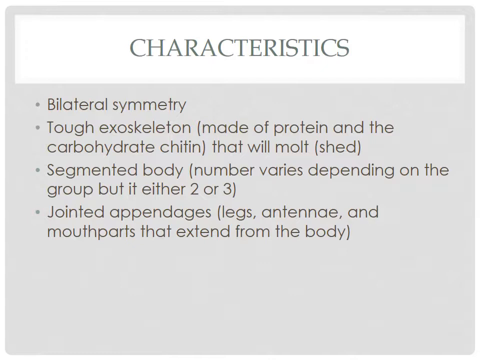At this point, they all have bilateral symmetry. They have a tough exoskeleton. That exoskeleton is typically made from a protein and a carbohydrate. And the carbohydrate that's typically found in that exoskeleton is called chitin. They often will molt or shed, and we'll talk more about that in a few slides.